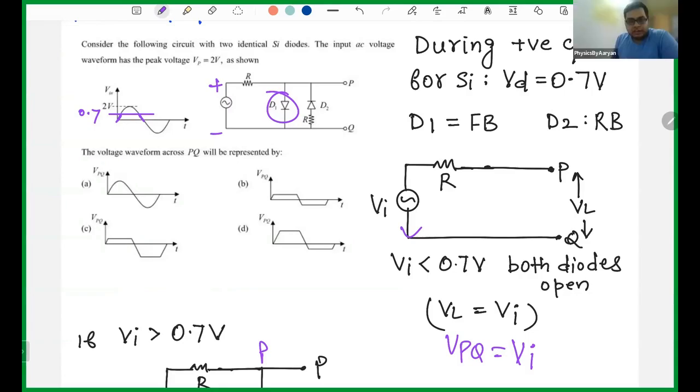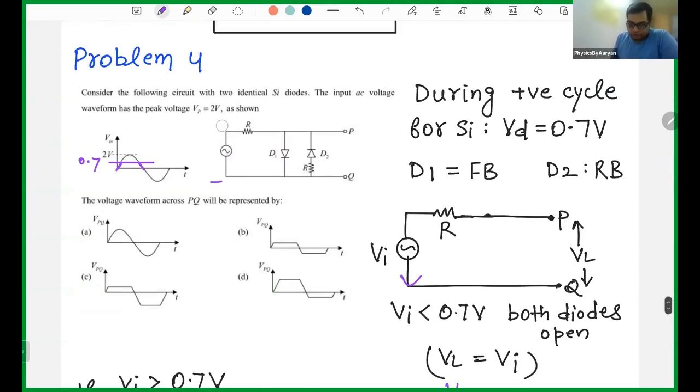Now we have to see what will happen if I give the negative voltage, the negative cycle. Excuse me, sir, I am just having a guess, sir. When it gets reverse, D2 has some resistance. This means it will need more voltage. This means it should be C. Yeah, exactly. You are correct.